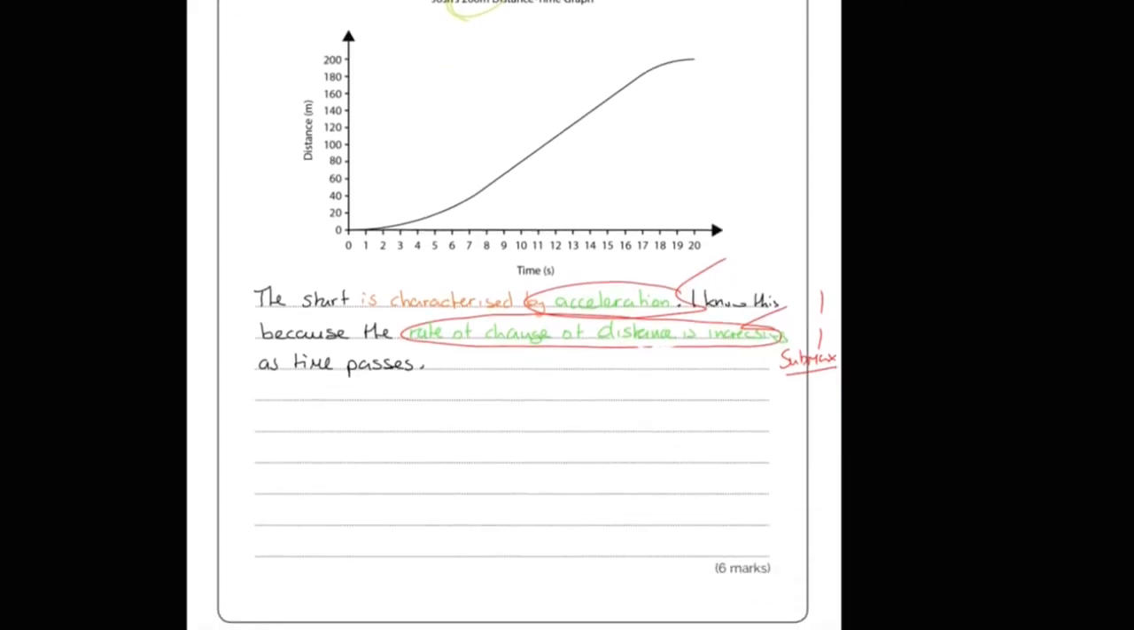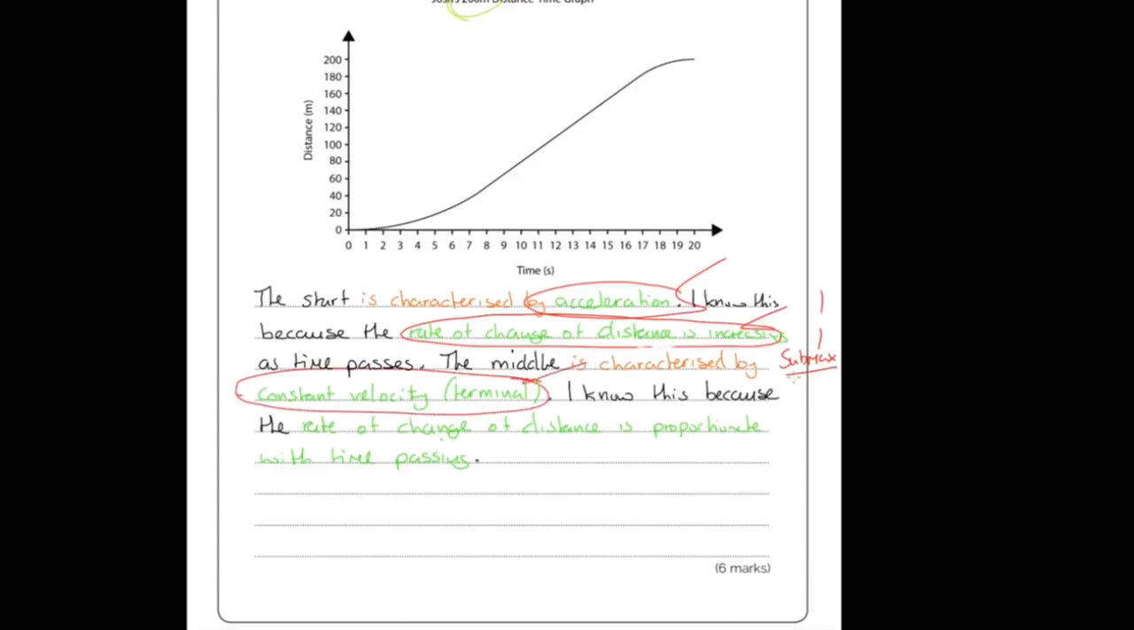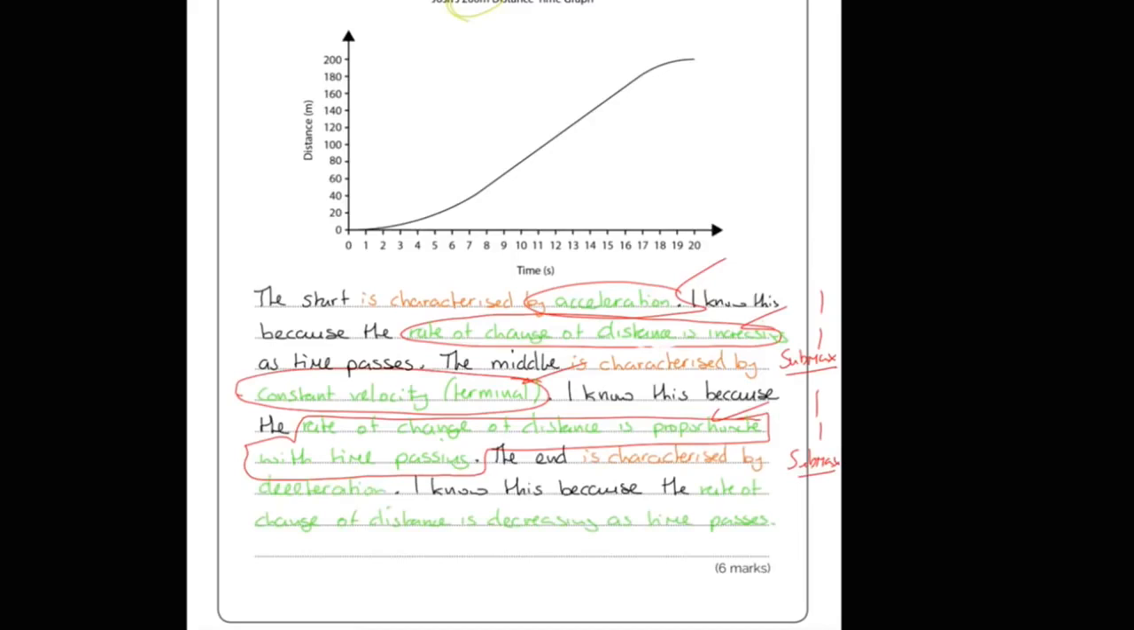So now we're going to look for our next 2 marks. The middle is characterized by, so I'm describing again, constant velocity, or we could call it terminal velocity. I know this because the rate of change of distance is proportionate with the time passing. Exactly what we looked at above. Nice. Thirdly, the end is characterized by deceleration. Okay, great. How do we know that? How do we know that this part is deceleration? I know this because the rate of change of distance is decreasing as time passes.